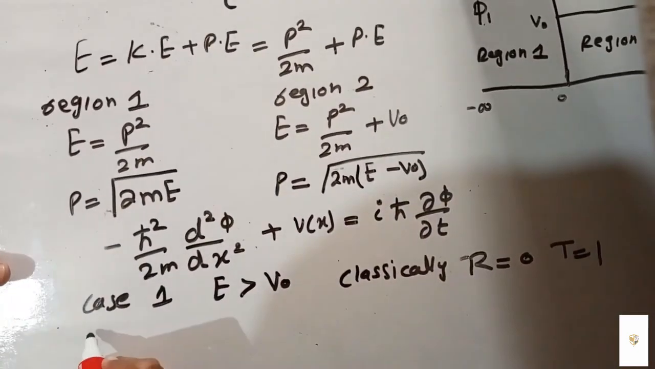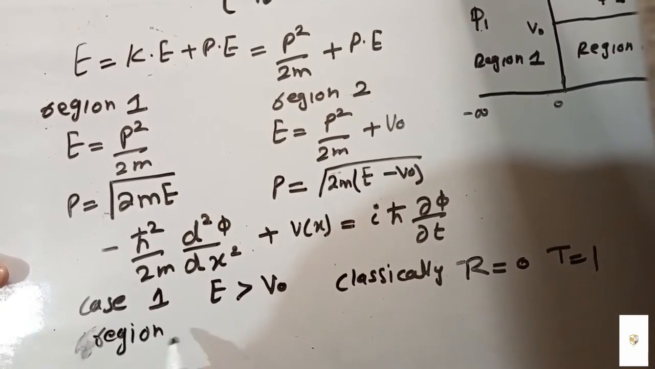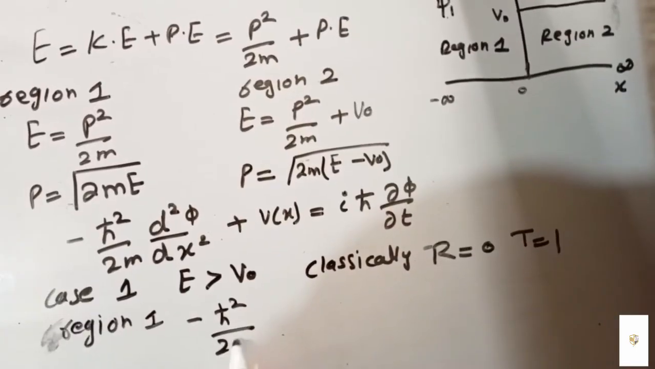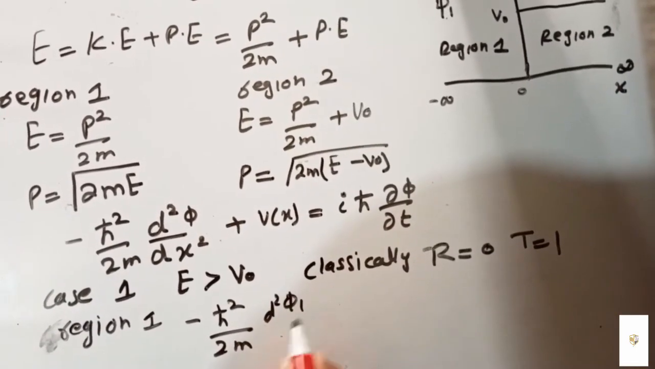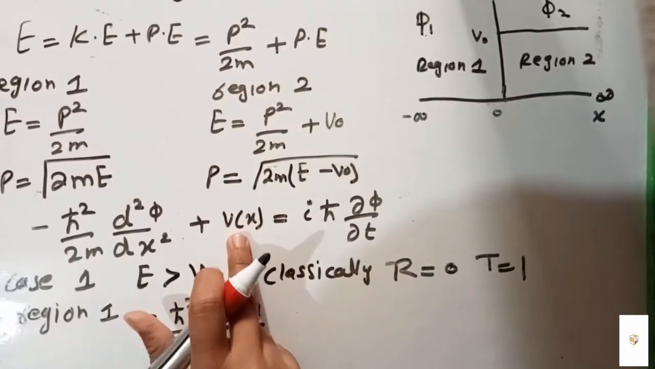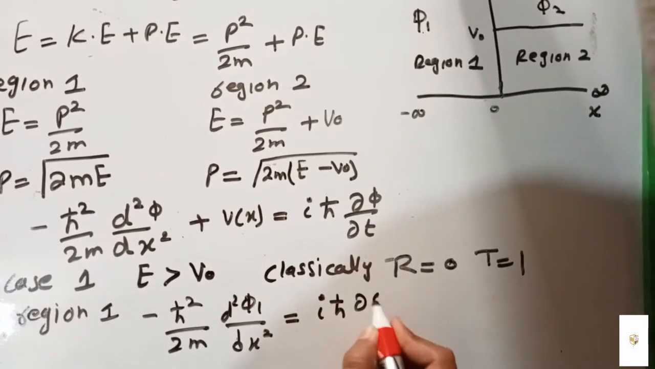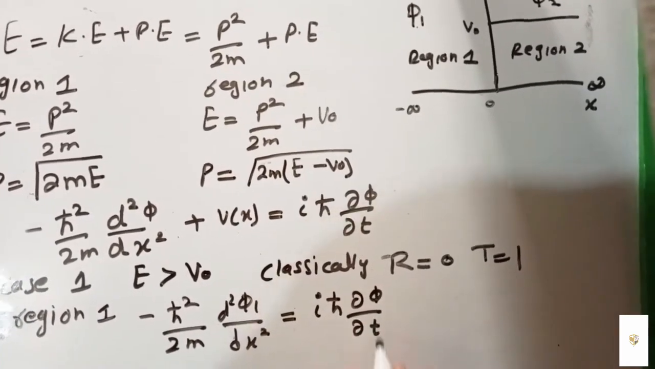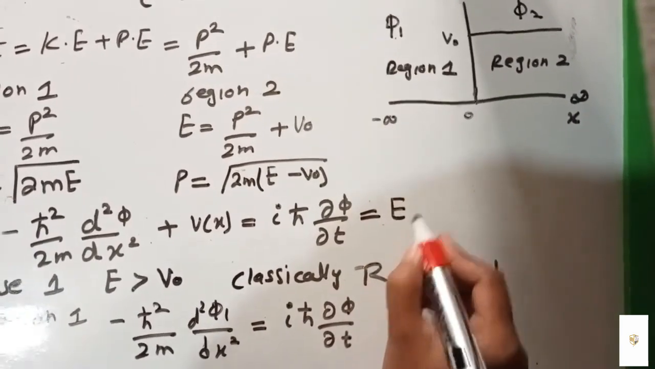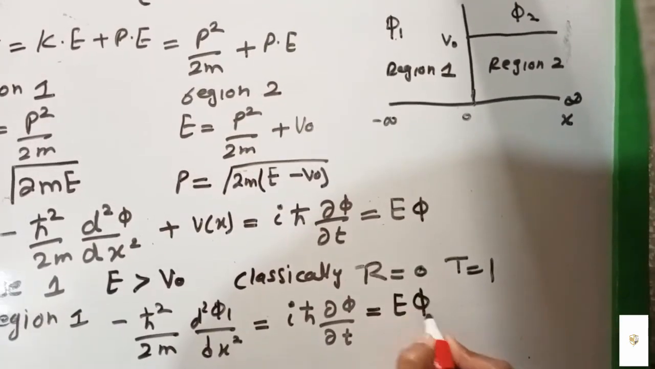We write for region 1, the Schrödinger wave equation: minus h cut square over 2m d square phi 1 over dx square, and V of x is equal to 0 for region 1. This is equal to iota h cut partial phi over partial t, and this is also equal to E phi 1.